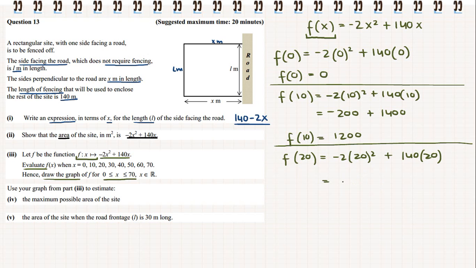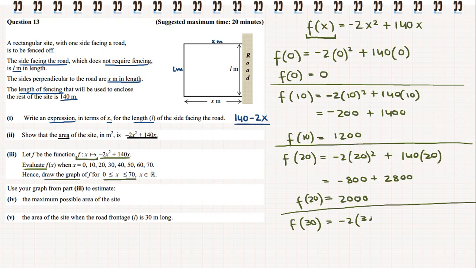So minus 2 by 20 squared is going to give us minus 800. 140 by 20 gives us 2,800. So f of 20 is equal to 2,000. F of 30 is minus 2 by 30 squared plus 140 by 30. We get minus 1,800 plus 4,200, so we get 2,400.